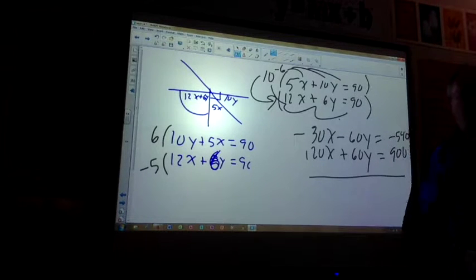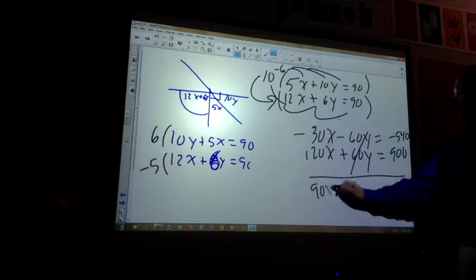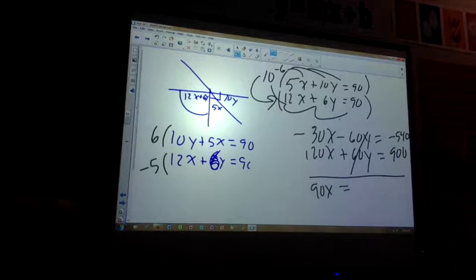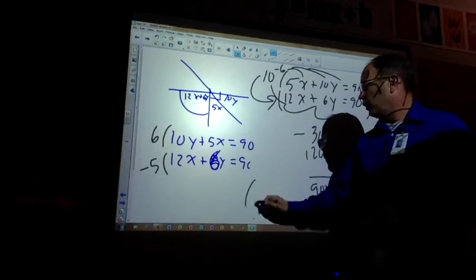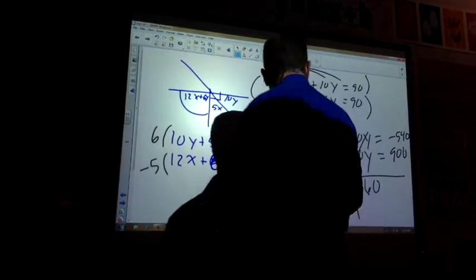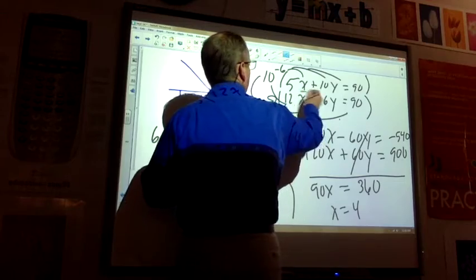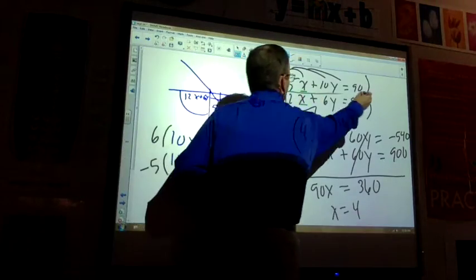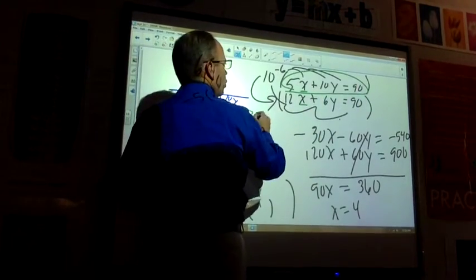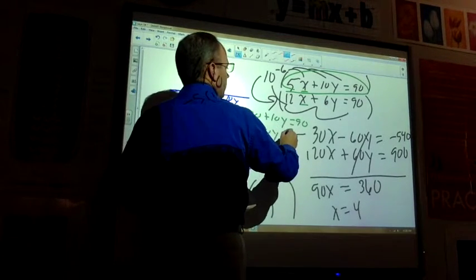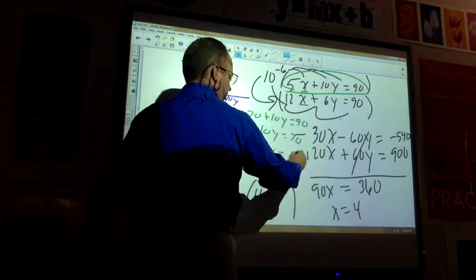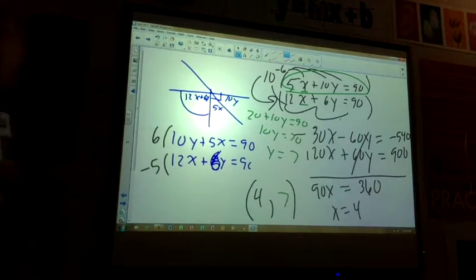Okay. Woo! Oh my gosh. All right. So that's 90x, right? And what is that? 360. And then x is equal to 4. Perfect. So that's the first part of my answer. I take that 4 and plug it back into either here or here. So I plug it into this top one right here. That's going to give me 20 plus 10y equals 90. And then y is equal to 7 there. Woo! Okay. That was a rough start, but I got there.